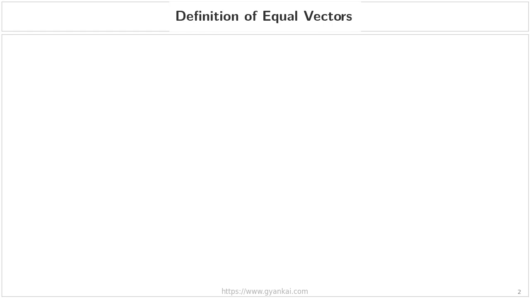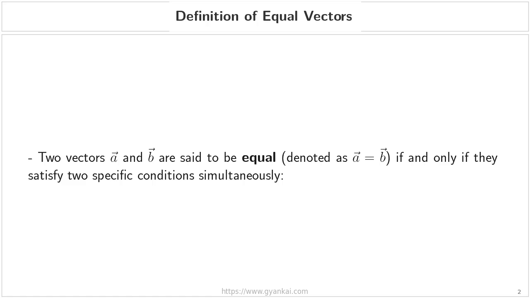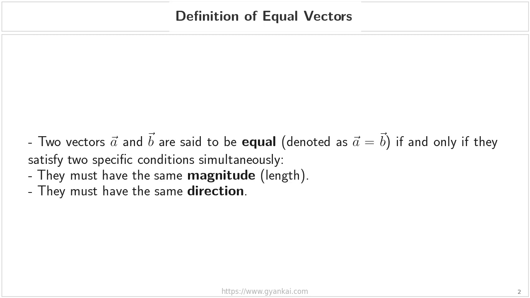Definition of equal vectors. Now that we've established that we often encounter different vectors representing the same physical quantity, let's look at the formal definition of what makes them equal. When we talk about two vectors, let's call them vector A and vector B, we say they are equal, which we write as vector A equals vector B, if and only if they satisfy two specific conditions at the exact same time. First, they must have the same magnitude, which is essentially the same length. Second, they must point in the same direction.